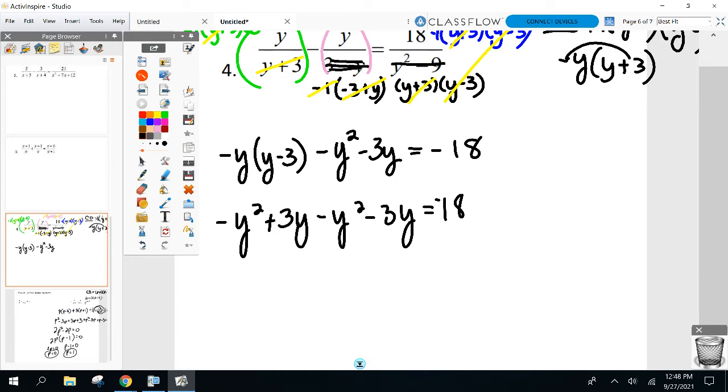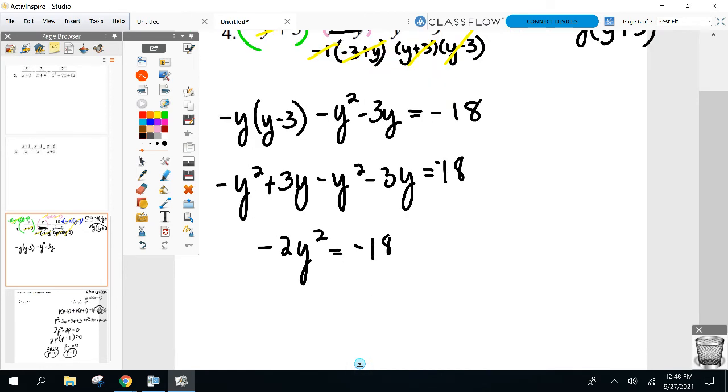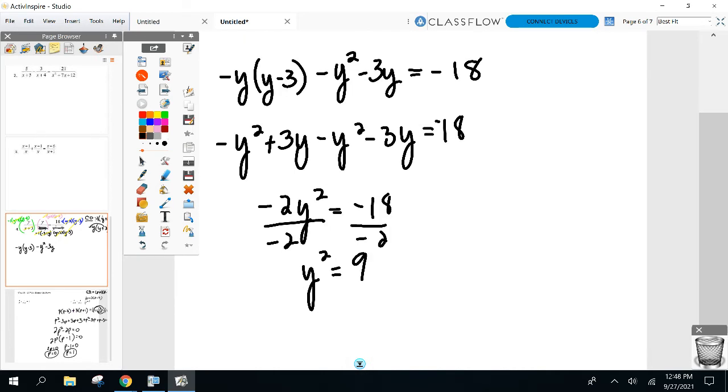What do we got? Negative 2y squared plus 3y. Cancel. Yep, cancels. So it's equal to... Divide by negative 2. Now I can do that because there's no single y as well. There's just y squared, so that's okay to divide by negative 2. So y squared equals 9. The square root of 9.